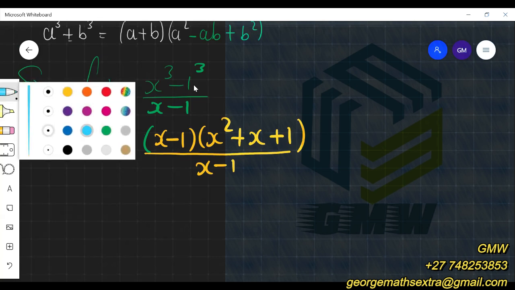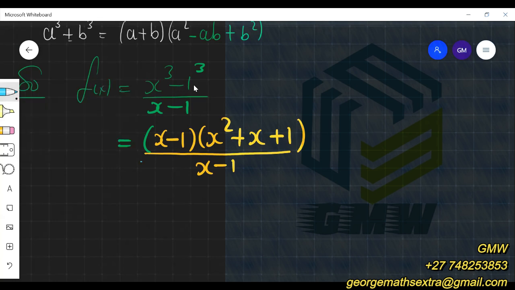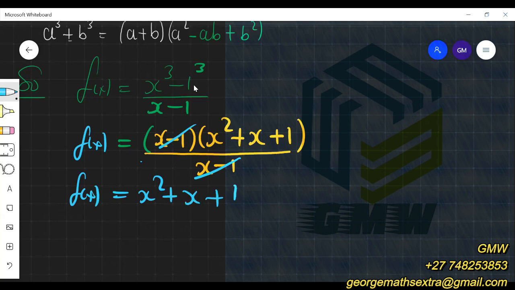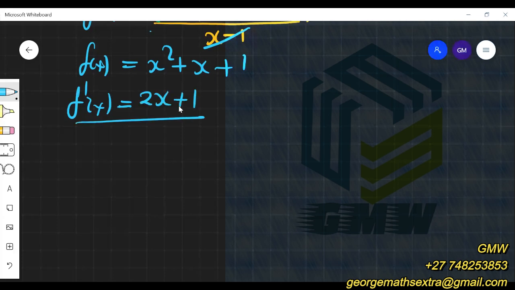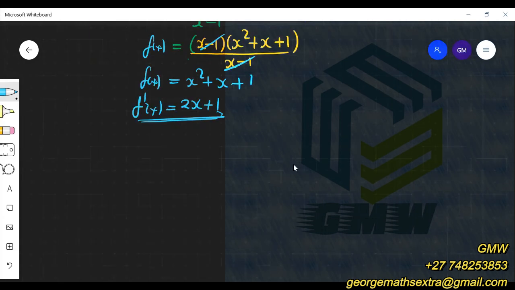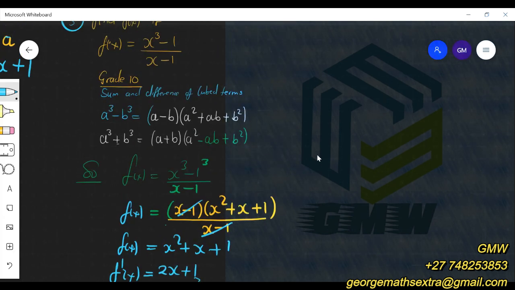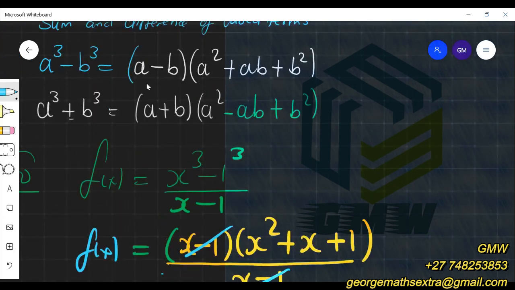Here, we still have f of x, not f prime of x, because we are not differentiating yet. We are just simplifying, right? So now, do you see that the x minus 1 and the x minus 1 will cancel? So this is what we are differentiating now. So in the end, your f prime of x is equal to 2x plus 1. The job is done. You see, the topics of maths end up just connecting like that. We ended up going to our factorization.